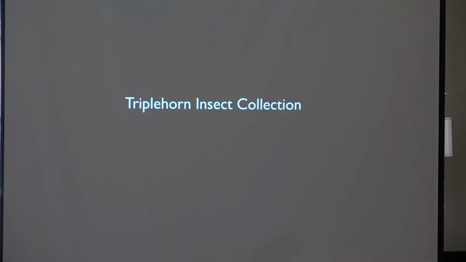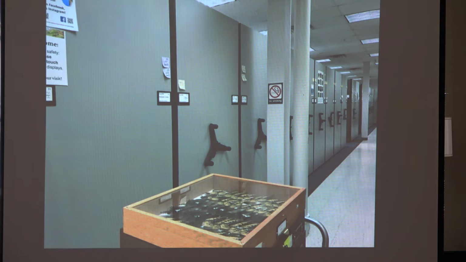The Triple Horn Insect Collection is another just world-renowned, incredible collection. You're probably used to these things that are ways of storing things here. It's open down here, and you do this to move a whole big thing down to the next opening. And they're almost all wood boxes like this. Some are handmade. Some of them are quite old collections.